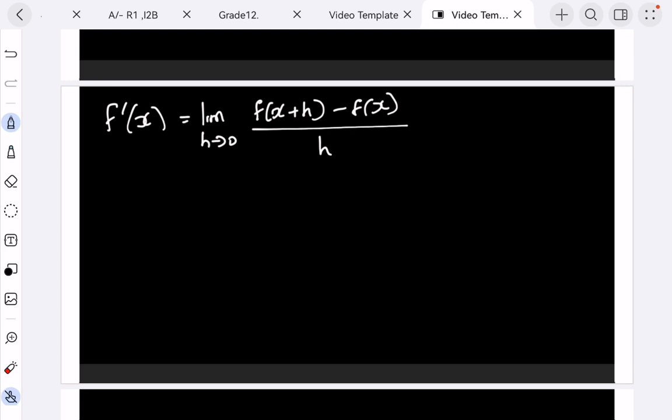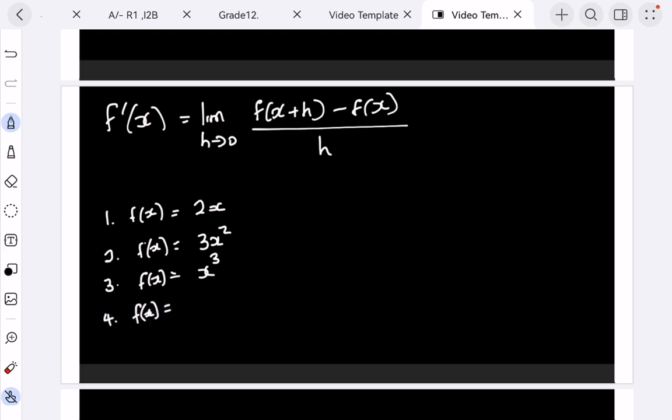This is the type of questions we are going to do. Number one, if you are given a normal question, let's say 2x. Number two, let's say 3x squared. Number three, let's say x cubed. So I'm trying to keep it as simple as possible. Then number four, let's say 1 over 3x, like that.